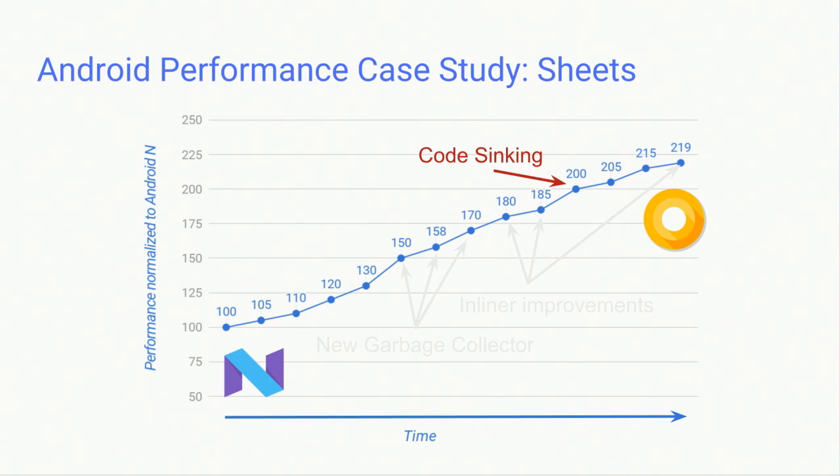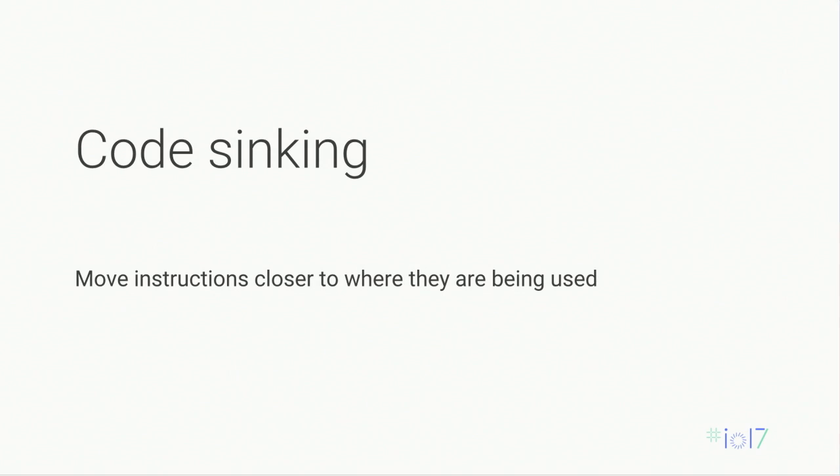So now let's move to an optimization that did require some work and helped us increase the Sheets score by 15%. That optimization is called code sinking. It's an optimization that essentially moves instructions next to the instructions that actually use them. So typically, instructions that are rarely being used, you want to move them closer to where they are used. So instructions that are not in the regular flow of your application, you want to move them to the exceptional cases. That's fairly abstract, so let me give you an example to make it more concrete.